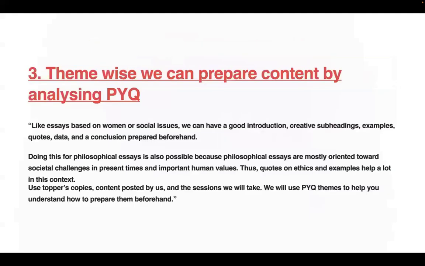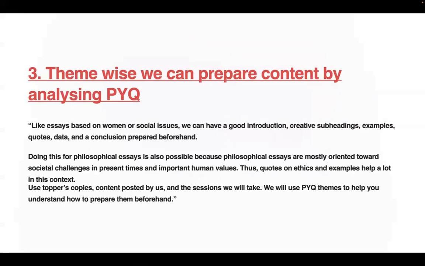The third thing which I used to do, and many of the toppers used to do, is theme wise we can prepare content by analyzing PYQ. By analyzing PYQ, we can see, yeah, these are types of themes which are asked by UPSC. Like they're asking social issue based, specifically women oriented essays. They are asking essays on health, education. They're asking essays on the pertinent problems that society is facing. All of these are being asked.